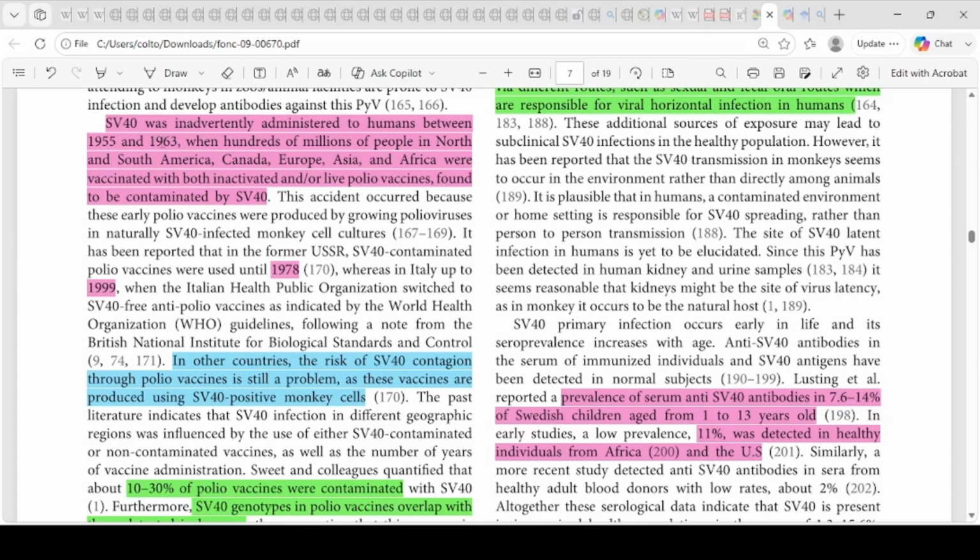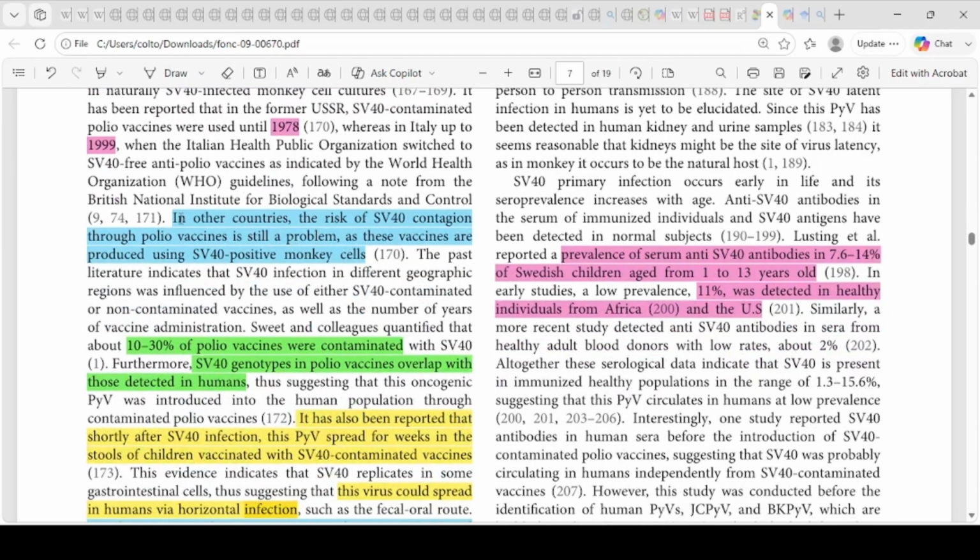Okay, it's important to note that in the US, this was ended in 1963, but there were other countries where it continued on. So they say in the Soviet Union, it continued until 1978, and they say in Italy, it continued up until 1999, when they switched to an SV40-free polio vaccine. And troublingly, they say in other countries, the risk of SV40 contagion through polio vaccines is still a problem, as these vaccines are produced using SV40 positive monkey cells. In other words, there are still countries in the world today that are making these polio vaccines through the same old method that gave rise to simian virus 40 contaminated vaccines.